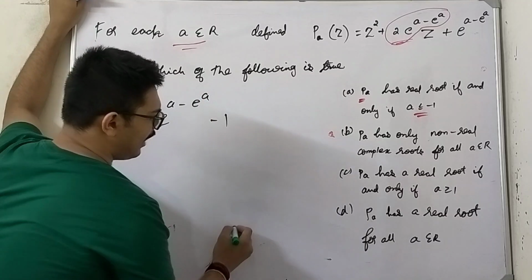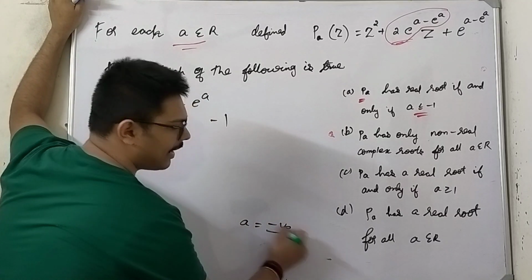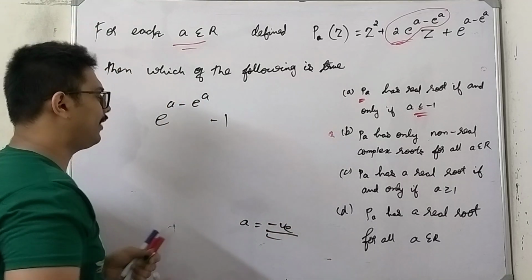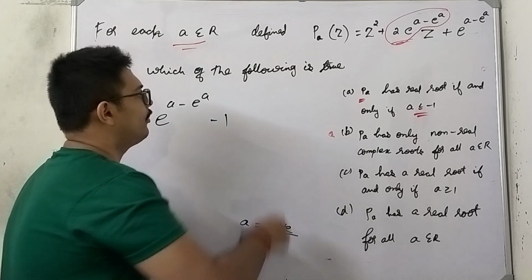Now, if I put a negative number for a, what is the graph of e raised to x? E raised to x graph will be an increasing graph.